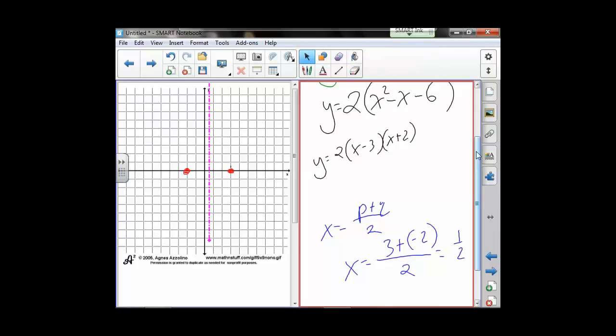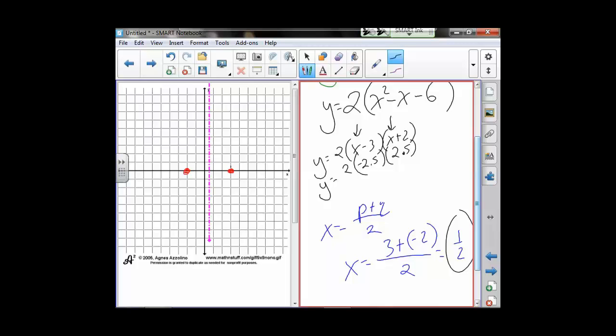Okay, we just talked about my axis of symmetry was 1/2, right? I can then plug in 1/2 into here to find what my vertex is. Is everybody okay with that? All right. So what is 1/2 minus 3? -2.5. And then what is 1/2 plus 2? 2.5. And then I'm going to multiply that, and then multiply that times 2.